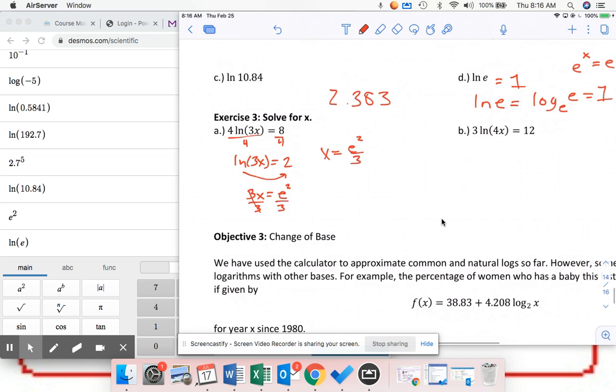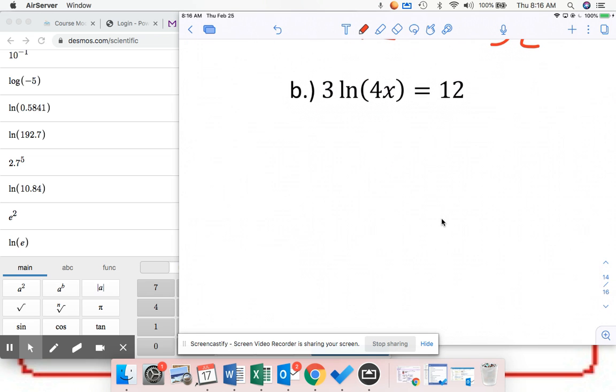Cool. Let's look at that one again. Kind of the same idea, almost the exact same numbers. Divide by 3, you get ln of 4x equals 4. Now, once again, with the ln you want to take it to the other side. That's going to be an e base on the other side. I do not get 4e. I get e to the 4th.